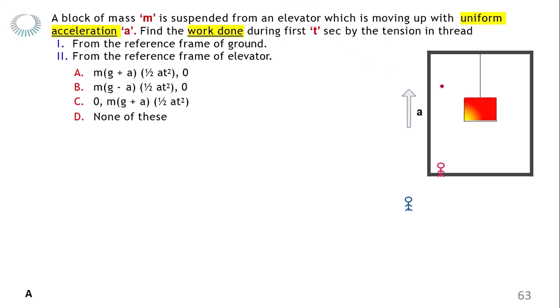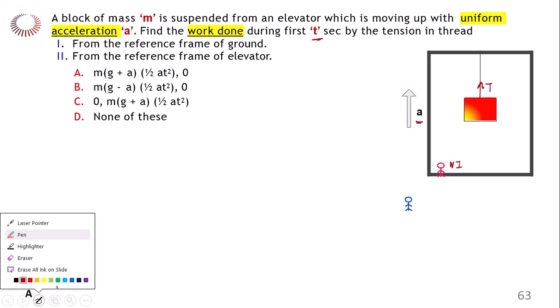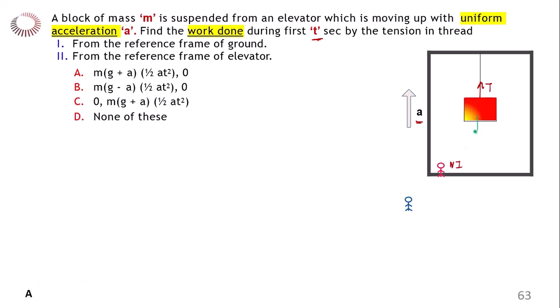Okay. So this is an accelerated block system. A block of mass m is suspended from an elevator which is moving up with an acceleration a. Find the work done during the first t seconds by the tension force. First of all, calculate what the tension is. If I observe from the man who is in the non-inertial frame, I should apply the pseudo force. So the pseudo force on this block should be in the downward direction. In the downward direction, one force is mg, another is ma. So the tension force in this non-inertial frame is equal to m(g plus a).